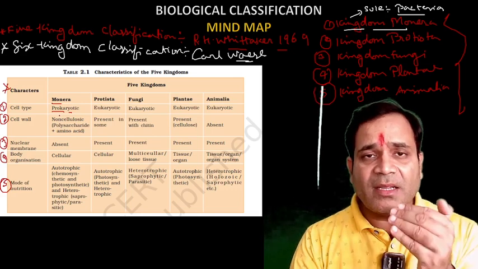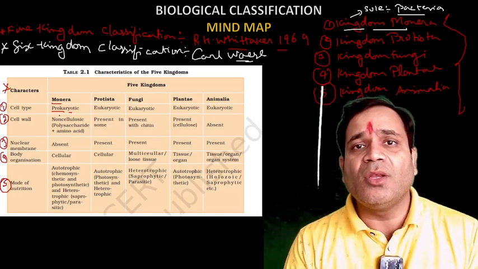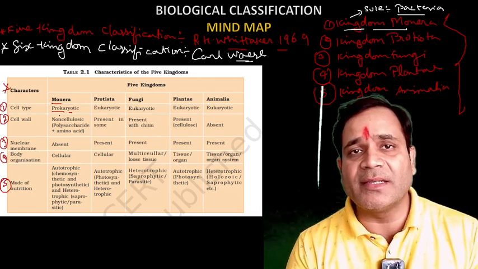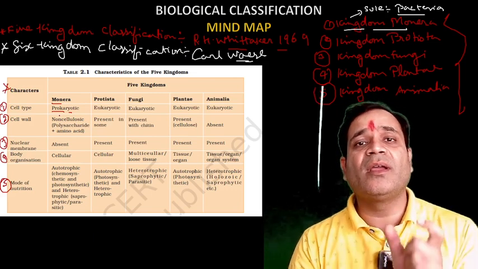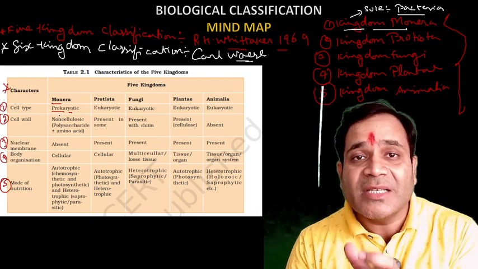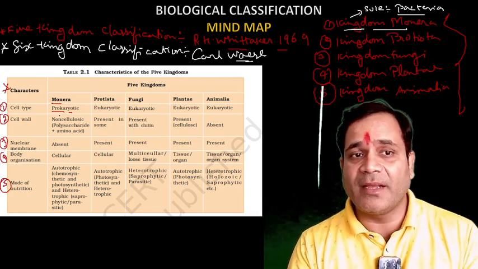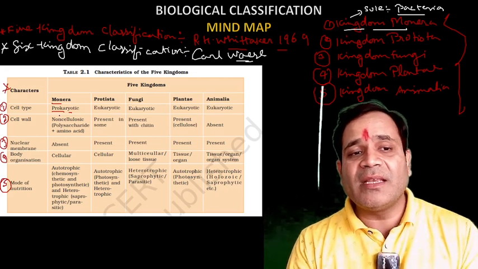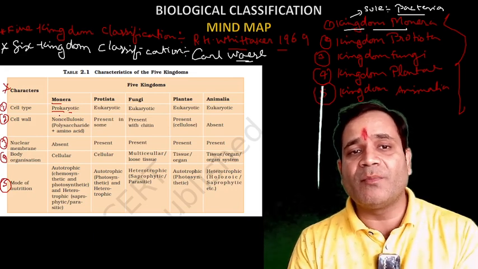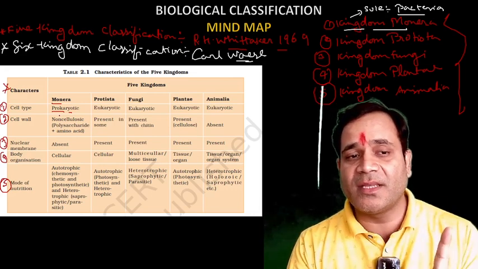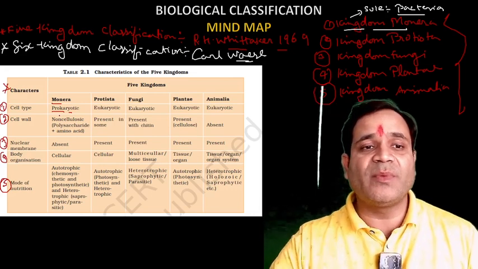prokaryotic. But eukaryotic organisms: eu means true, and karyon means nucleus. So eukaryotic means organisms which have well defined membrane bound organelles, my dear. Correct? So if I'm talking about kingdom Monera, the cell type is prokaryotic, right? This is the first thing that you must keep in mind.